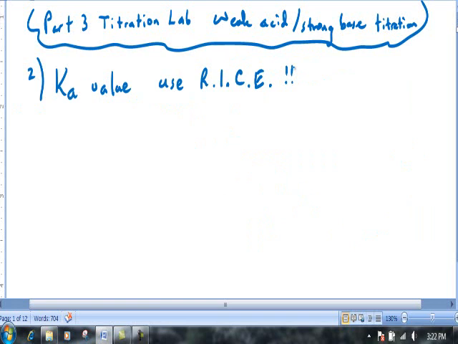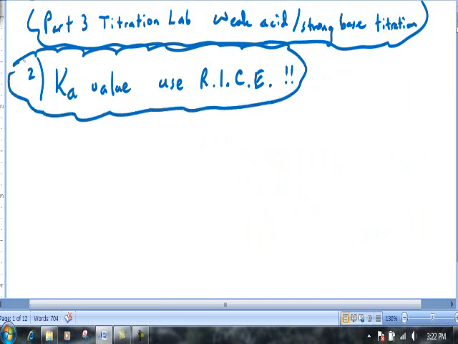To determine the Ka value for our weak monoprotic acid, we'll need to use the RICE strategy. Now, this will be the same thing that we used in the last unit in finding the Ka value for a weak acid.